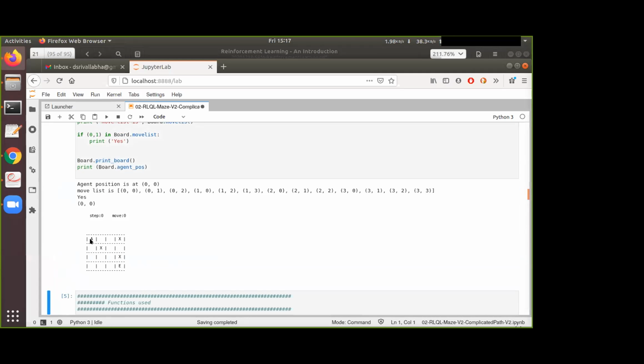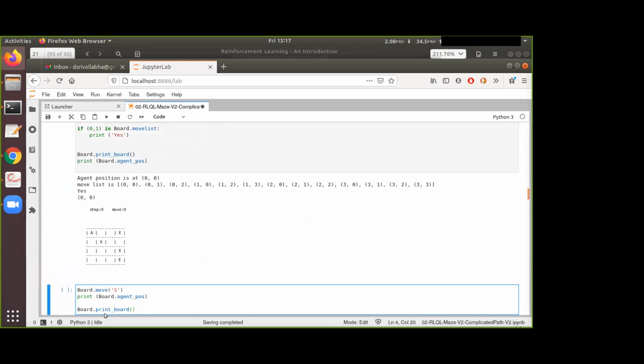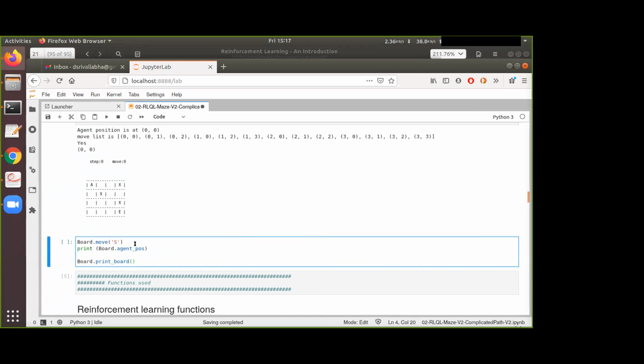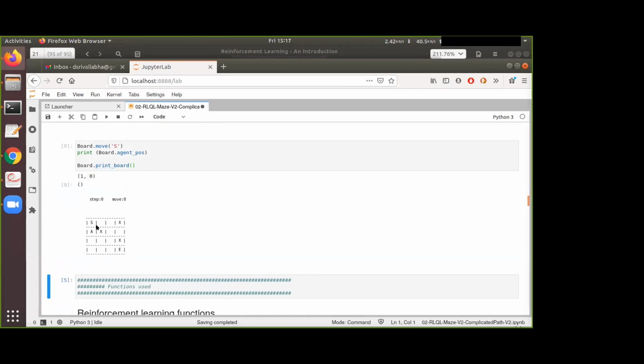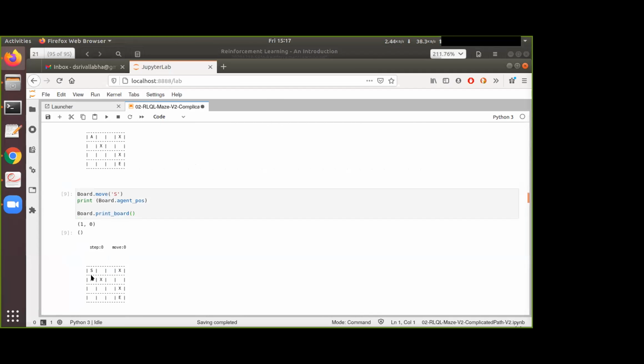So you see the agent is at the starting position, and if I give another print after making a move, I make the board move. If I print the board, you see that the agent has come down. The agent is moving based on our commands. You say go south, the agent is going south.